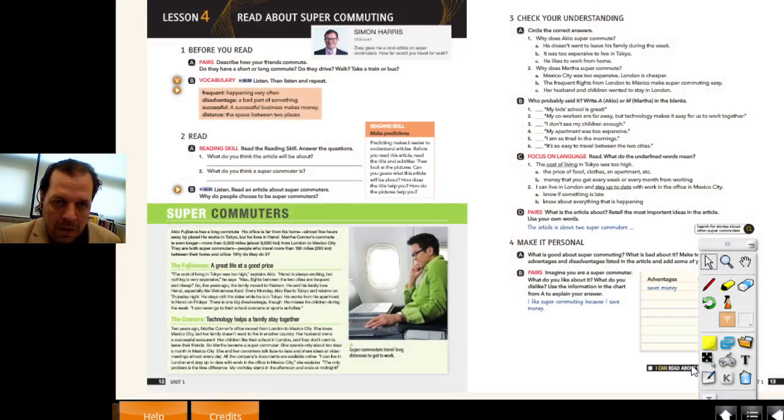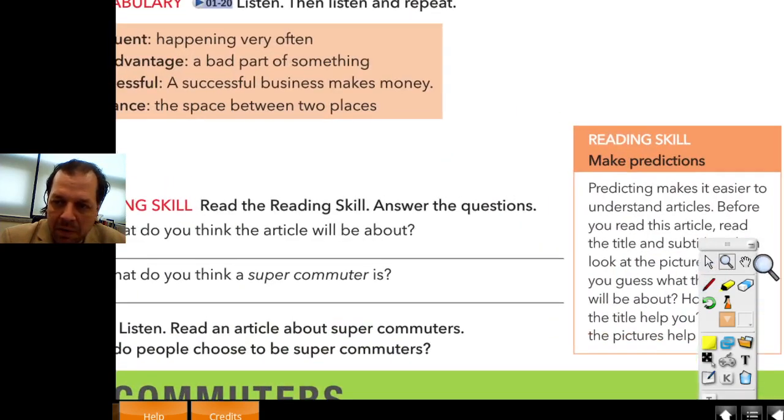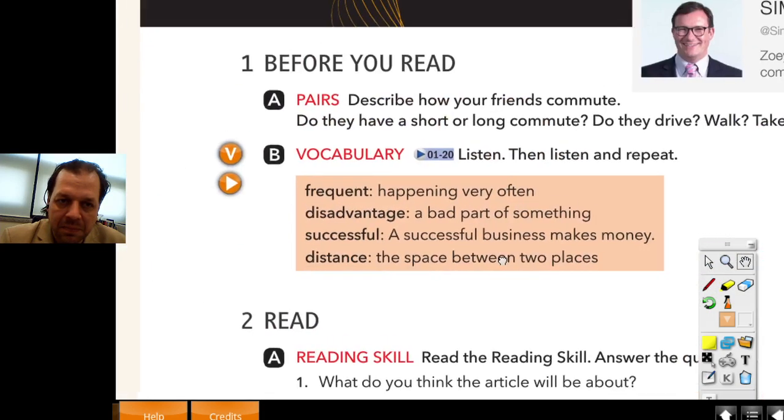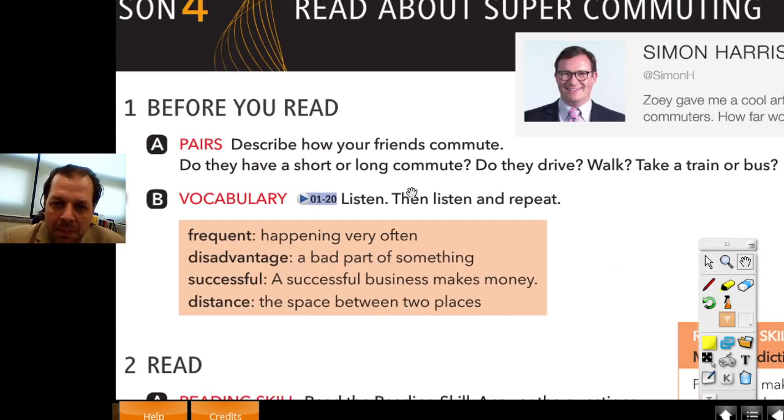Alright, lesson 4 is reading. I'm not going to spend a lot of time with this section. There's always a reading section where I'm going to give you a bit more time to just figure it out on your own, at your own pace. Okay. But before you read, describe how your friends commute. Do they have a short or long commute? Do they drive, walk, take a train, or a bus?